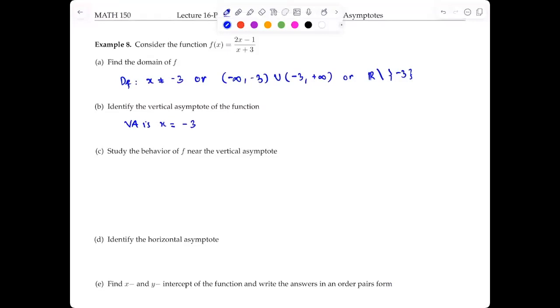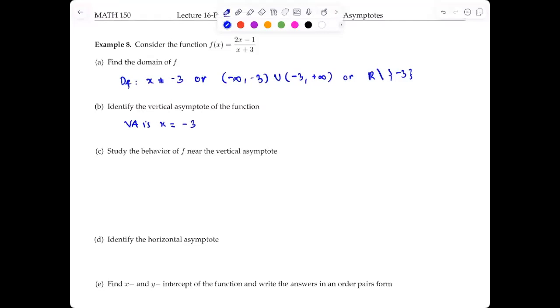Now in part C, we're going to study the behavior of the function near the asymptote. Remember, when you do this kind of study, the answer is usually just negative infinity or positive infinity. I understand it's a little bit difficult to analyze this without a graph, so bear with me as I write things on the board. The function we got is f of x equal to (2x minus 1) over (x plus 3).